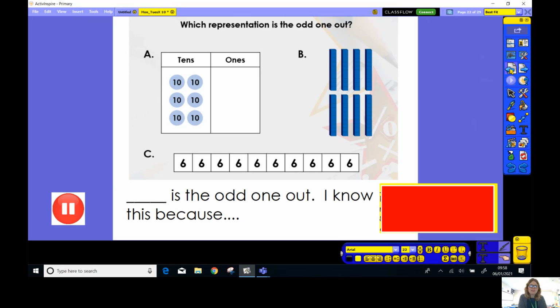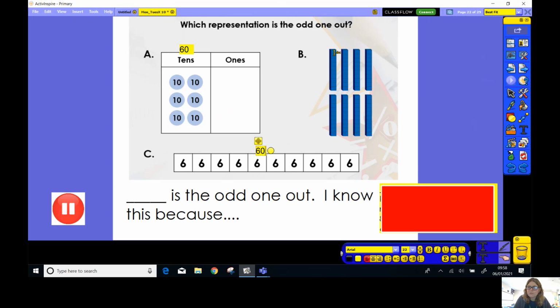Well done. So let's look at each one. A represents a number. We've got a number of tens in the tens column. Let's count up how many we've got. We've got 10, 20, 30, 40, 50 and 60. In total, we have 60. Let's look at C. We have a bar model here. We have lots of groups of 6. Let's see how many groups of 6 there are. There's 1, 2, 3, 4, 5, 6, 7, 8, 9, 10. There are 10 groups of 6, which would equal 60.